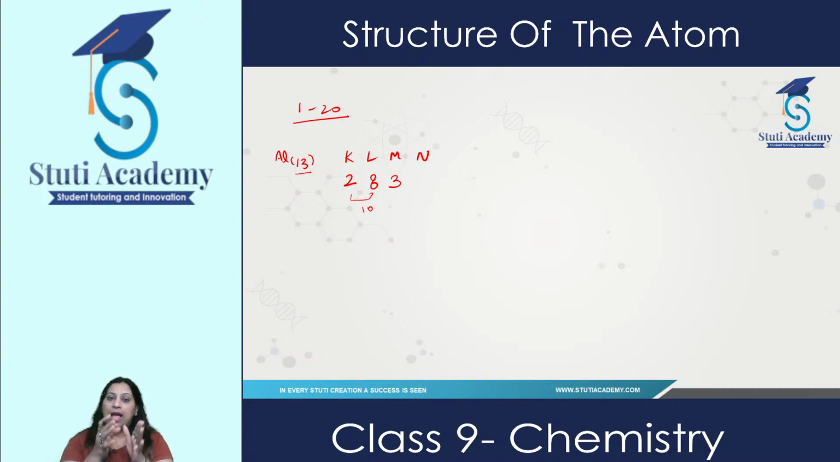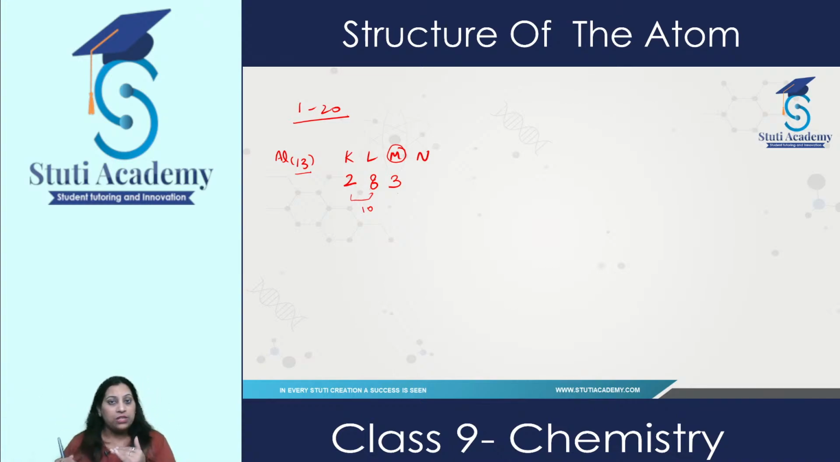Now, if an atom wants to be stable in nature, it should have 2 electrons in its K shell, but its outermost shell is M, and it does not have 8 electrons, it has 3 electrons. So if 8 electrons are there in the outermost shell, then it becomes stable in nature. So how does it become stable? There are 2 conditions. Either it will lose 3 electrons or it will gain 5 electrons.